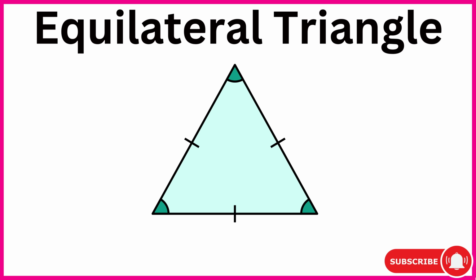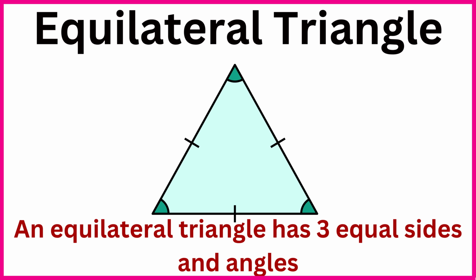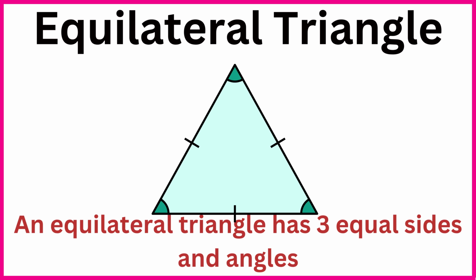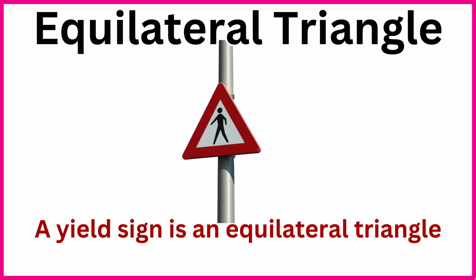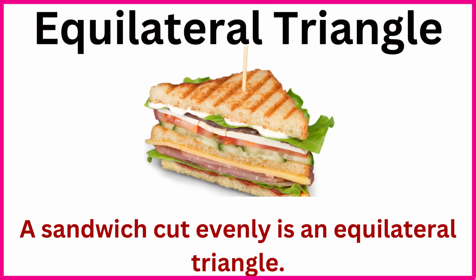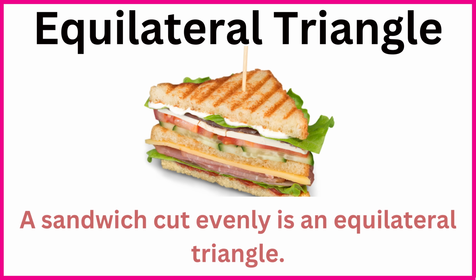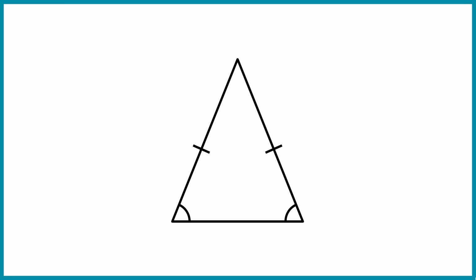Equilateral triangle. An equilateral triangle has 3 equal sides and angles. A yield sign is an equilateral triangle. A sandwich cut evenly is an equilateral triangle.